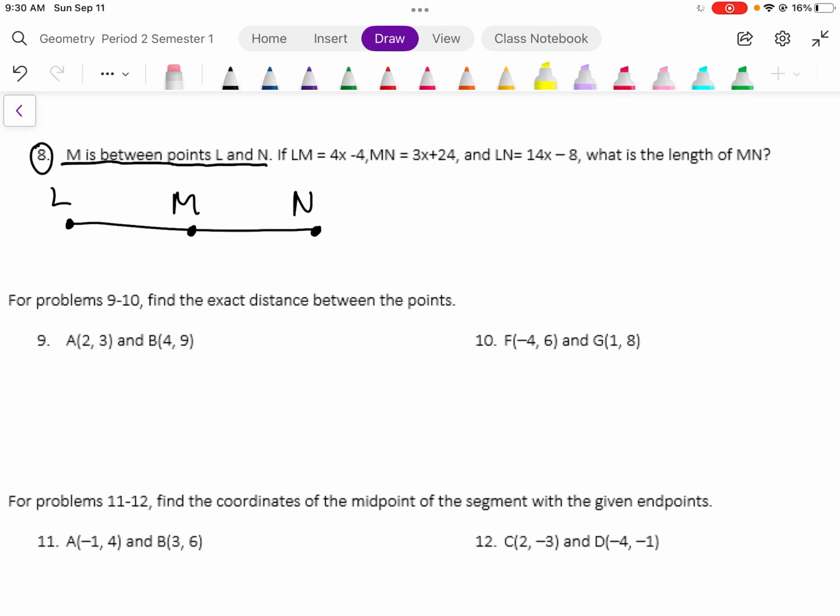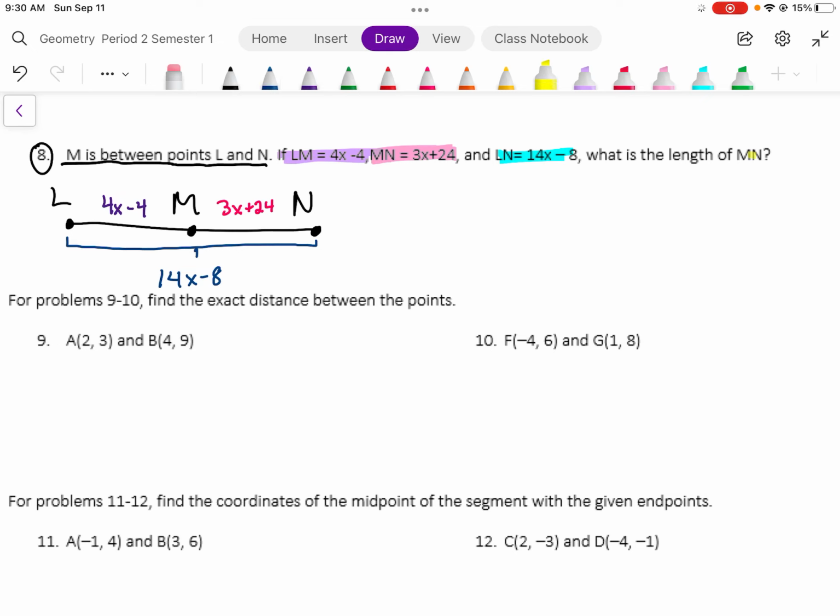Then looking at what they tell us, that LM is 4x minus 4. So I'm going to go ahead and label that on the picture. And the next part, MN, is 3x plus 24. Now we have the visual and we know what every part is represented by. Next, LN, the whole thing, so from L all the way over to N, this is going to be 14x minus 8.